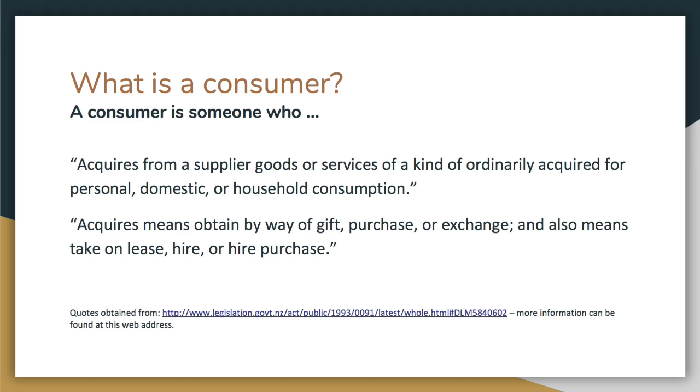The CGA also covers companies as long as the company has also acquired the good in one of the ways listed and is using it in a way most people would normally use it for. However, the CGA will not cover companies if the goods are being resold, used in the process of making something, or used to fix other goods.